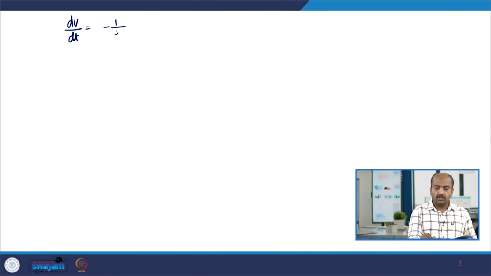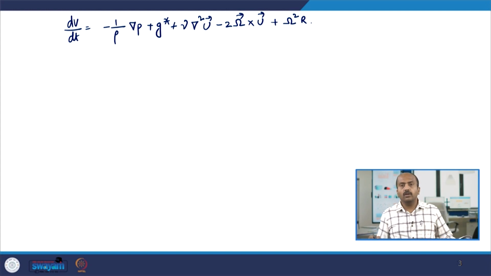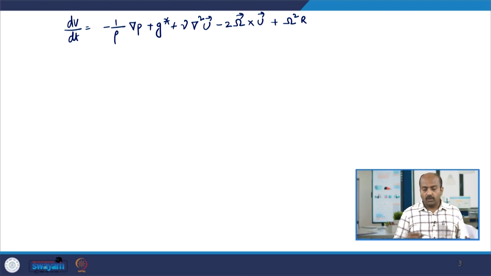Which was something like this: dV by dt is minus 1 by rho del p plus g star plus nu del square u minus 2 omega cross u plus omega square r. What is omega square r? Omega square r is the centrifugal force, right. We have seen what all these forces are.